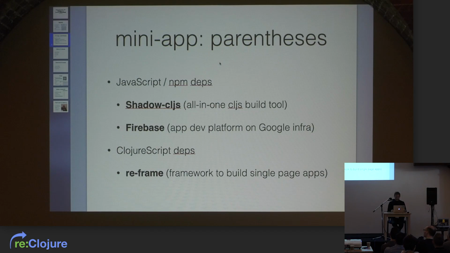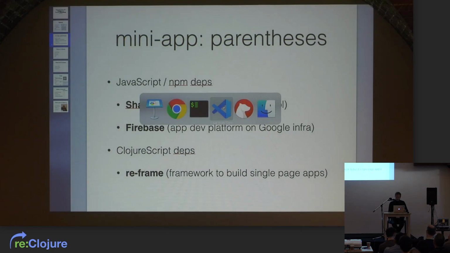So to build this app, I just downloaded two NPM dependencies. The first one is Shadow CLJS. Neil mentioned that. It's an all-in-one ClojureScript build tool. And the other dependency is Firebase, which is a web app dev platform built on Google. I also like to describe it as AWS, but with good UX. And the ClojureScript dev is just re-frame, the framework to build single-page applications.